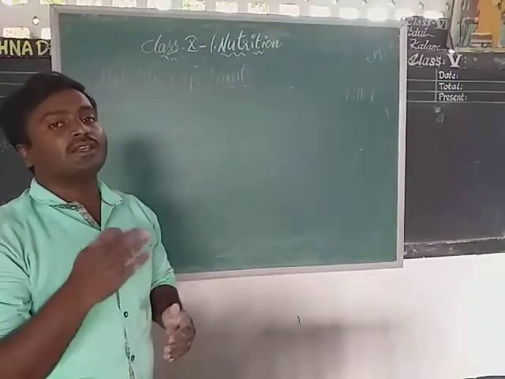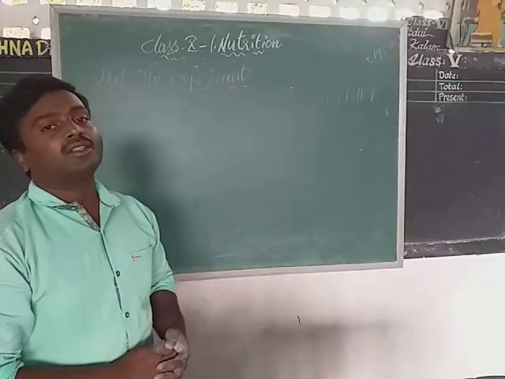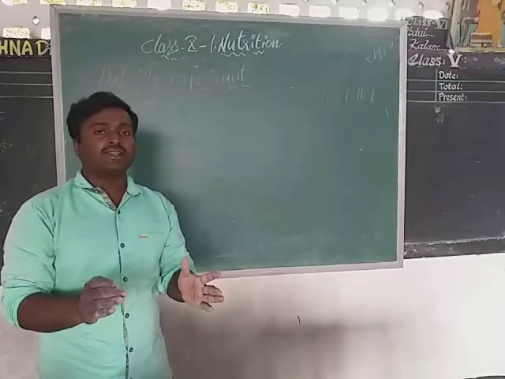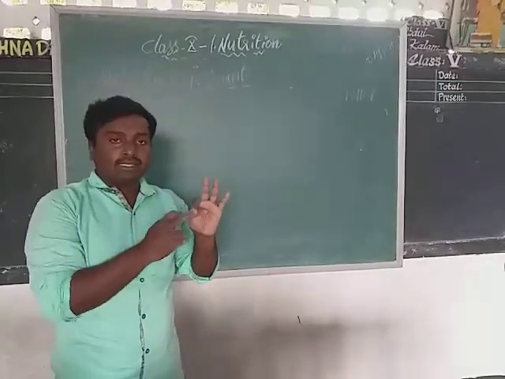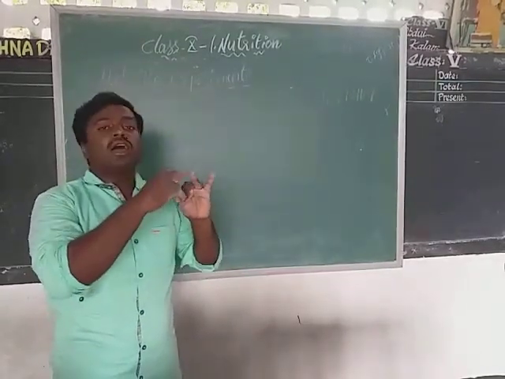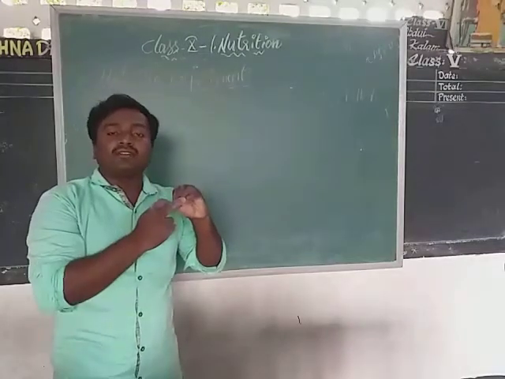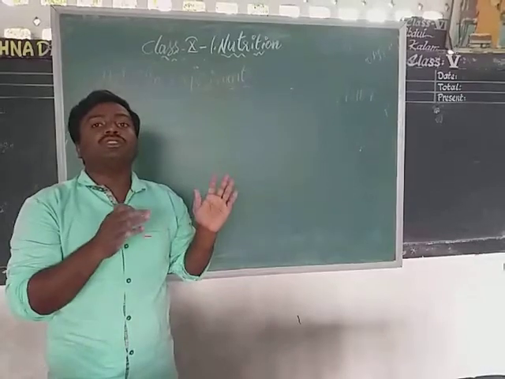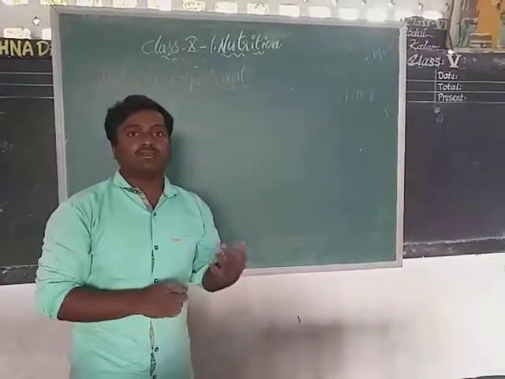Experiment means generally we can see some side headings. What are they? Aim, materials, procedure, observation, and the final one is conclusion. Along with these five, we need to draw the diagram also. It is also very important.